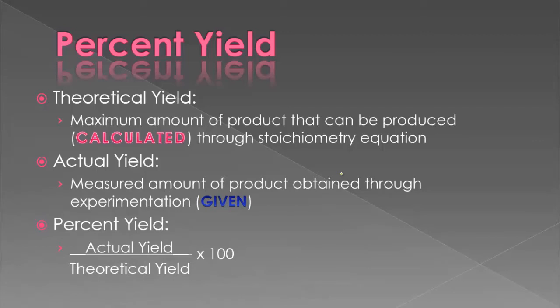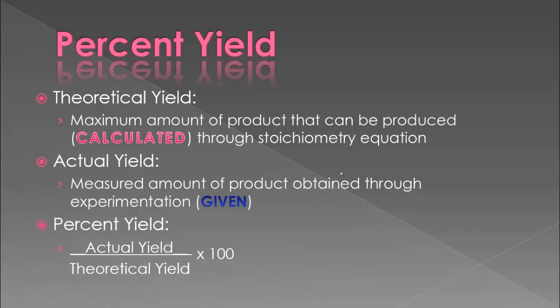This number is always going to be calculated through a stoichiometry equation. So you're going to have to go through and do the steps. This may mean you have to do some limiting reactant stuff first, but you're still in the end going to do a stoichiometry equation to calculate an amount of product.